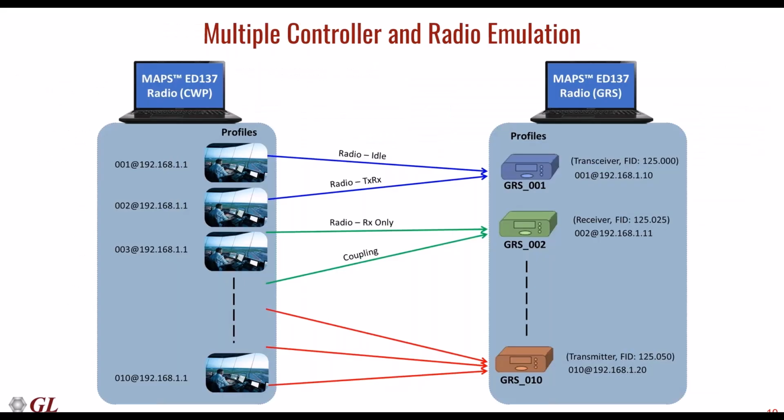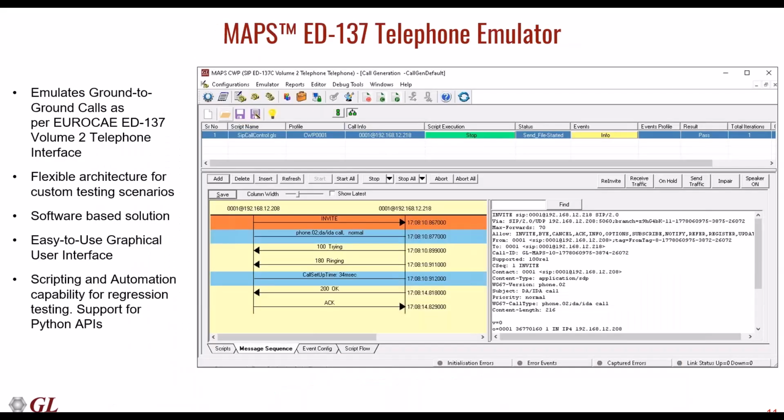On this slide, we are pictorially presenting how a single instance of radio can simulate multiple controller working positions or multiple ground radio stations. We can simulate all kinds of radio calls defined by the specification. With this slide, we conclude the radio emulator, and next is the telephone emulator.